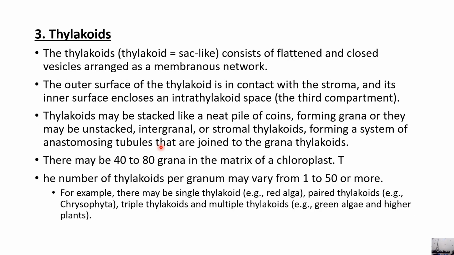proteins takes place. So the thylakoids consist of flattened and closed vesicles arranged as a membranous network. So the outer surface of the thylakoid is in contact with the stroma and its inner surface encloses an interthylakoid space. So thylakoids may be stacked like a neat pile of coins, like if you have seen the structure forming grana, or they may be unstacked, intergranal or stromal thylakoids forming a system of anastomosing tubules, okay, that are joined in the grana thylakoids. So there may be 40 to 80 grana in the matrix of a chloroplast. So the number of thylakoids per grana may vary from 1 to 50 or even more.